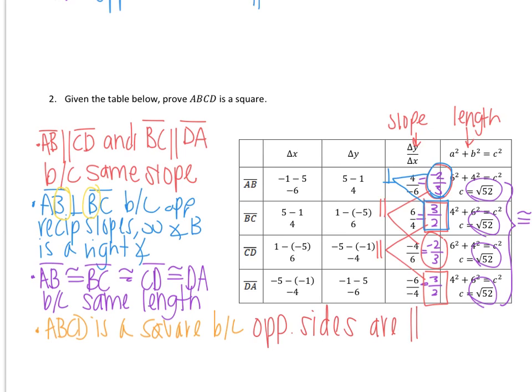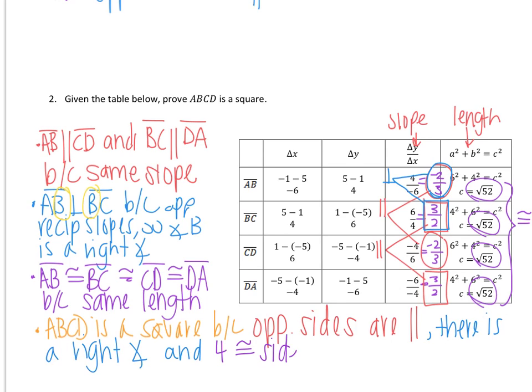Then, in the blue bullet, we said that we have perpendicular lines. And that gave us a right angle. So we have, because opposite sides are parallel, there is a right angle. And in the purple bullet, we have 4 congruent lengths. So we're going to say, and 4 congruent sides.